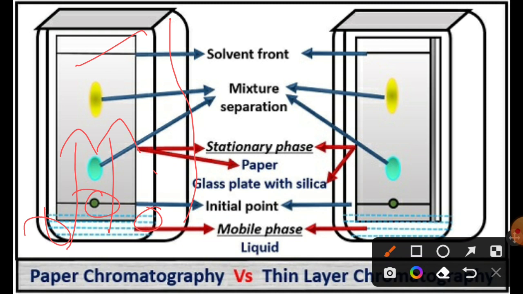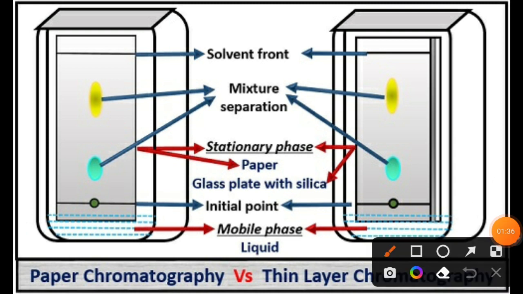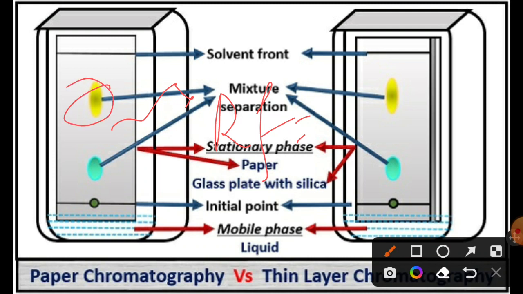Paper chromatography is the easiest and simplest method. That is its advantage, and it is also a cheap method. It allows you to identify unknown inorganic and organic material with the help of the RF value we have discussed, that is the retardation factor. That is the distance traveled by the substance divided by the distance traveled by the solvent front.